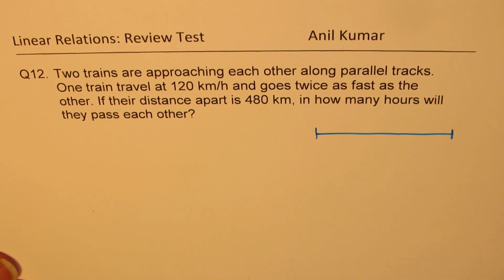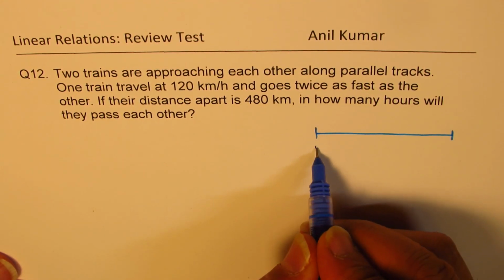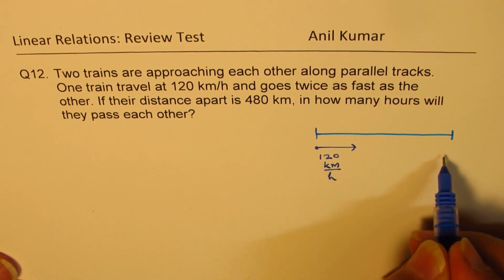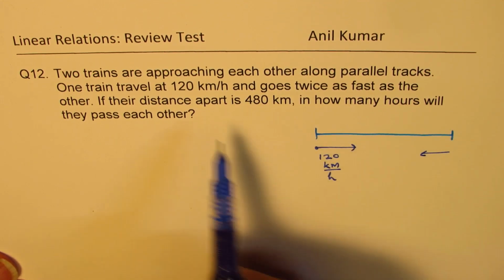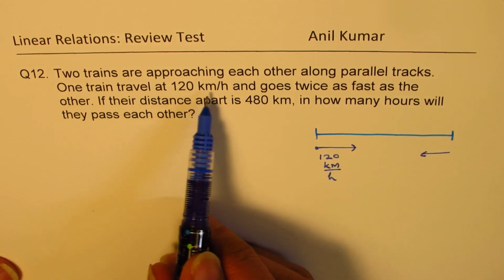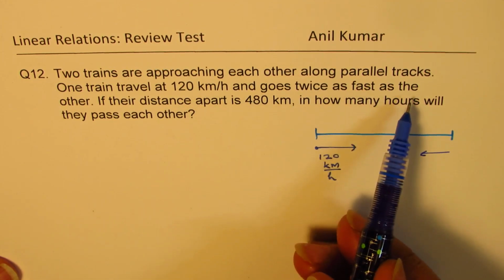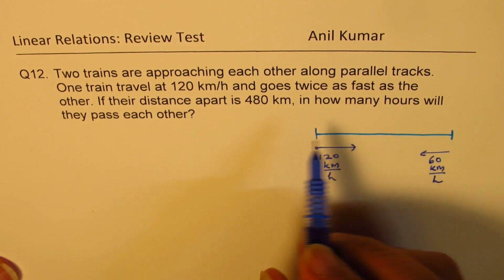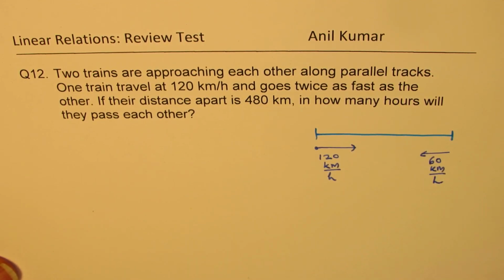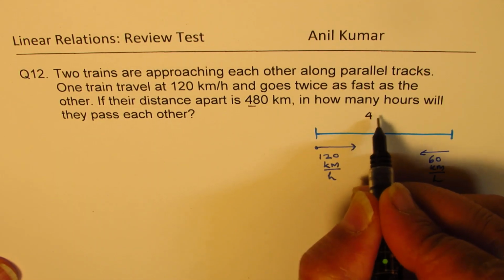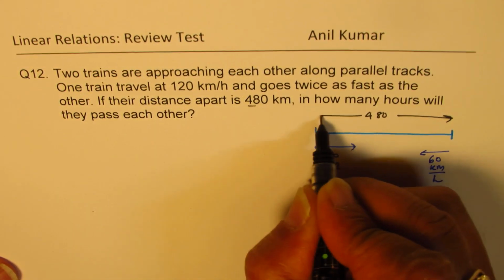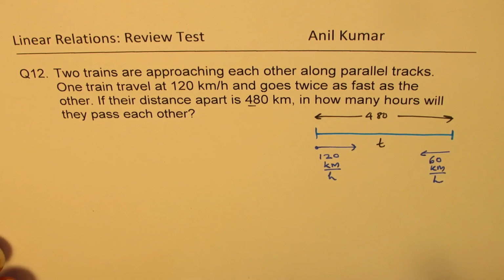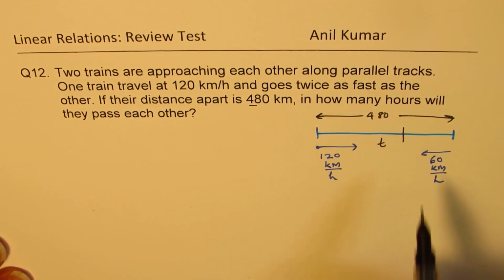So we have this situation where these are the two trains. Let's say one is traveling here at the speed of 120 kilometers per hour. The other one is on a parallel track. So we're saying one train travels at 120 kilometers per hour and goes twice as fast as the other. So the other is going at half the speed, 60 kilometers per hour. The total distance between these two is 480 kilometers. So in all, let's say time is t, right? So in time t, of course, this one will travel much faster. So somewhere here they will meet.